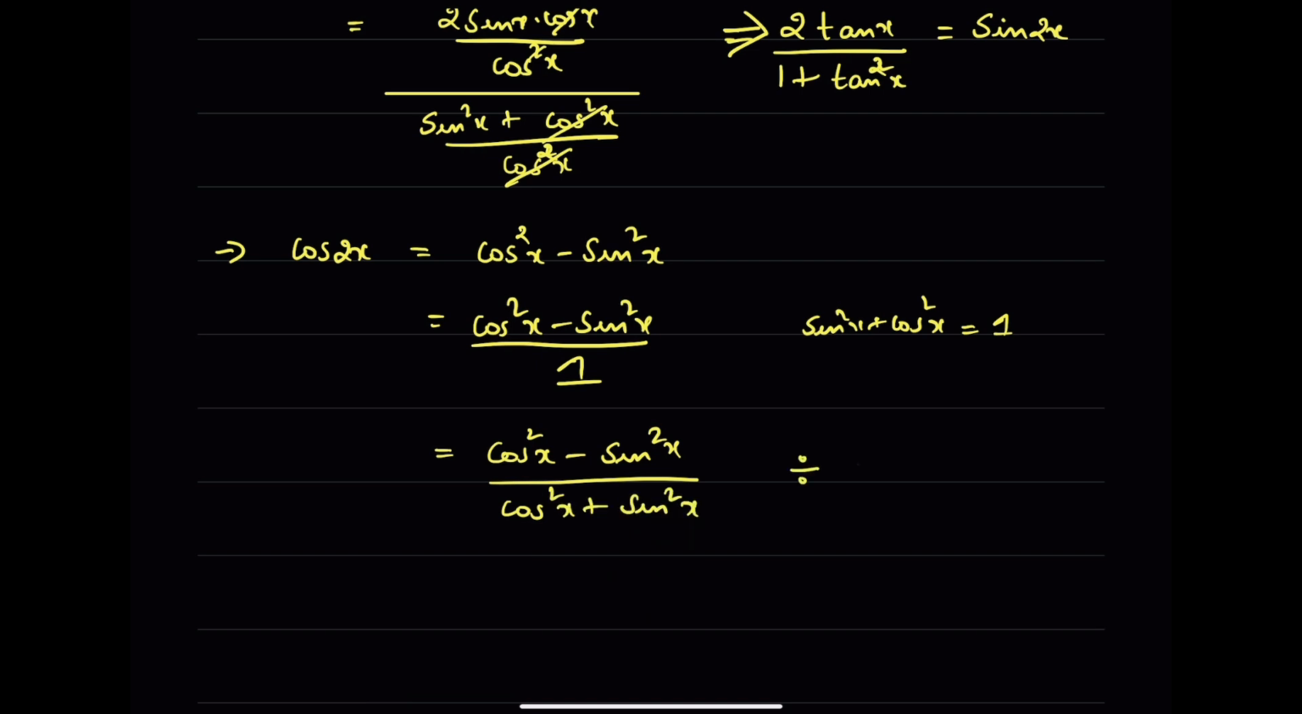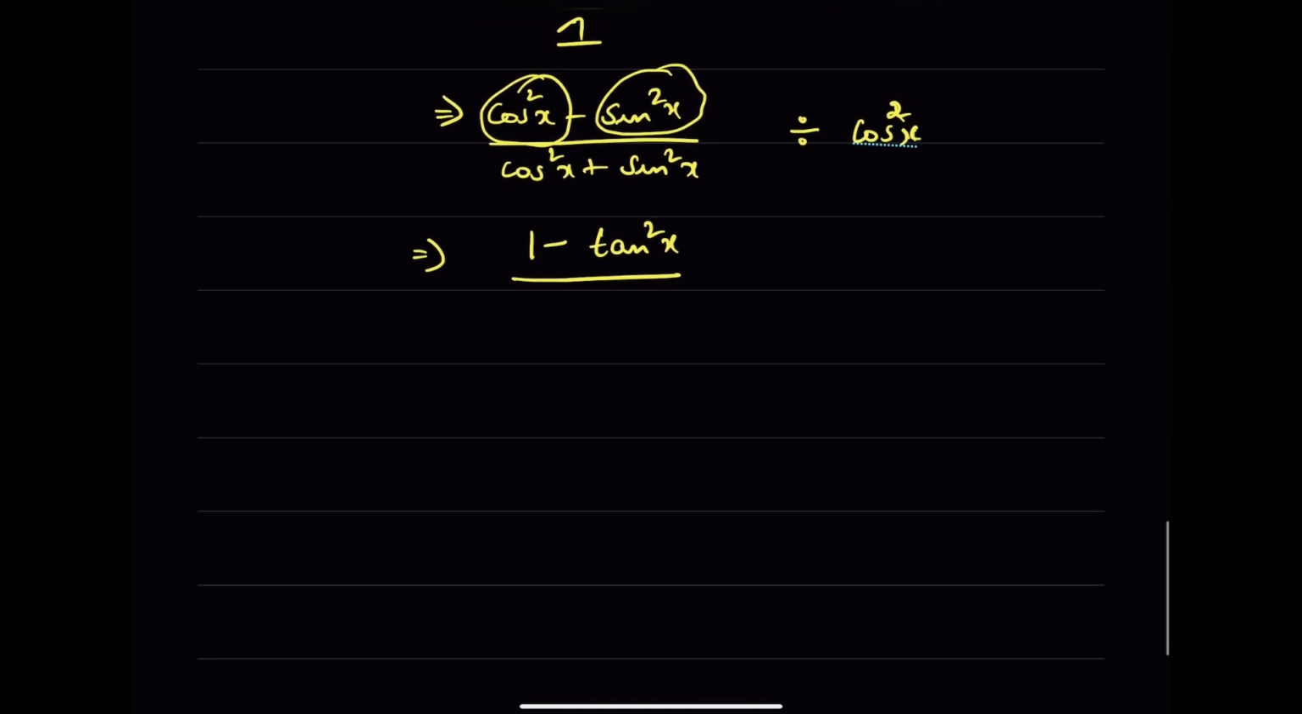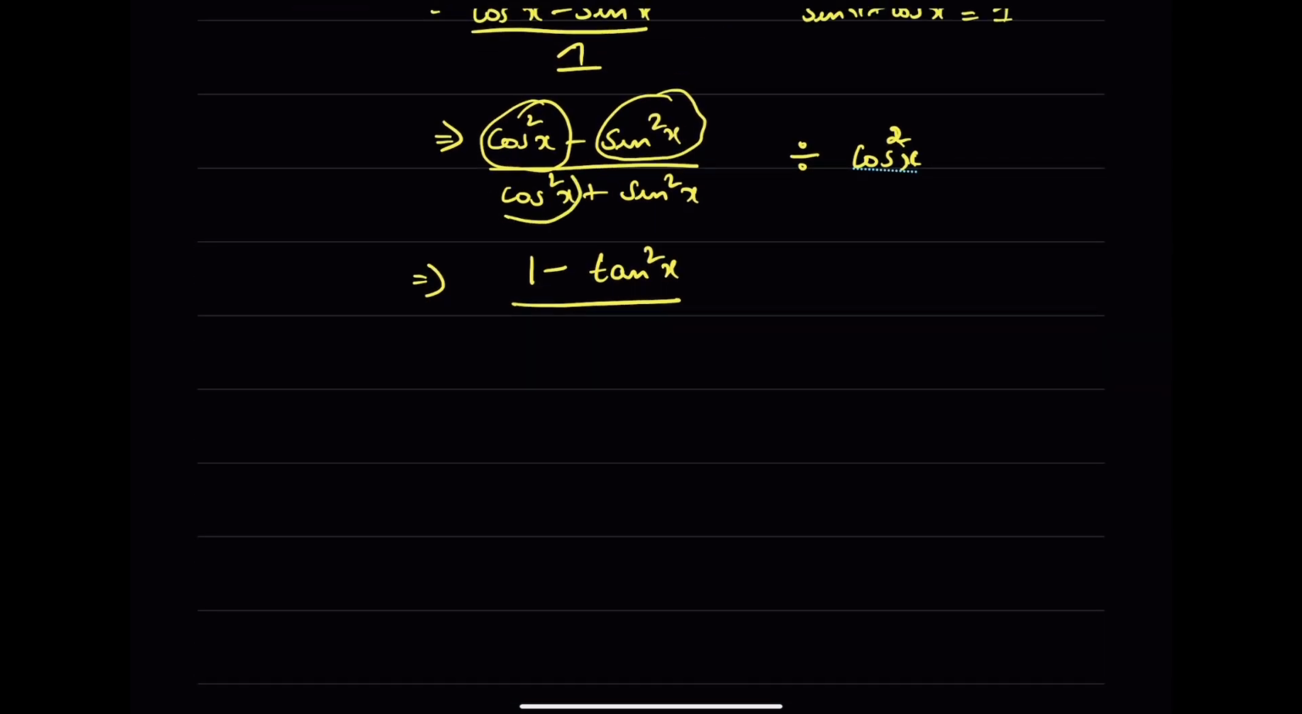Now we are dividing numerator and denominator both with cos square x. So the numerator would be, cos square x here would be cancelled out. We would have 1 minus sin square x by cos square x, which is tan square x. So this will be divided by cos square x. Now in a similar way in the denominator, cos square x would get cancelled, we would have 1 plus tan square x. So this is nothing but a tangent format of cos of 2x.